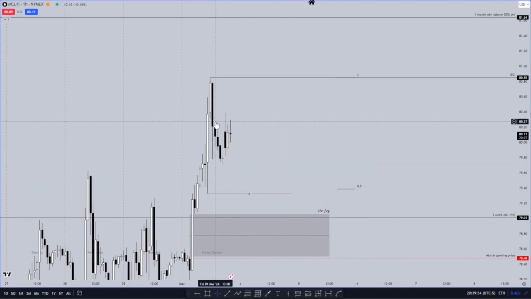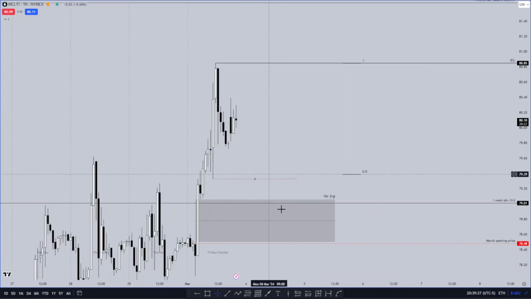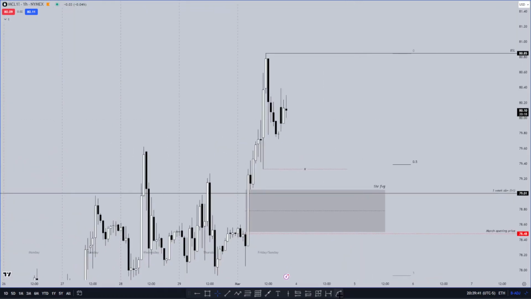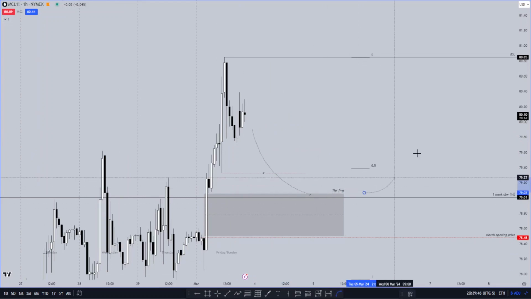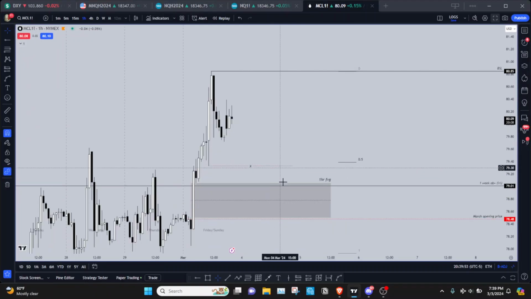So this order block right here is respecting. So I'm thinking this order block to respect, then we trade lower, then we trade higher. So I'm just thinking from here to up here. So that's my framework. All right, so that's for the UK oil.